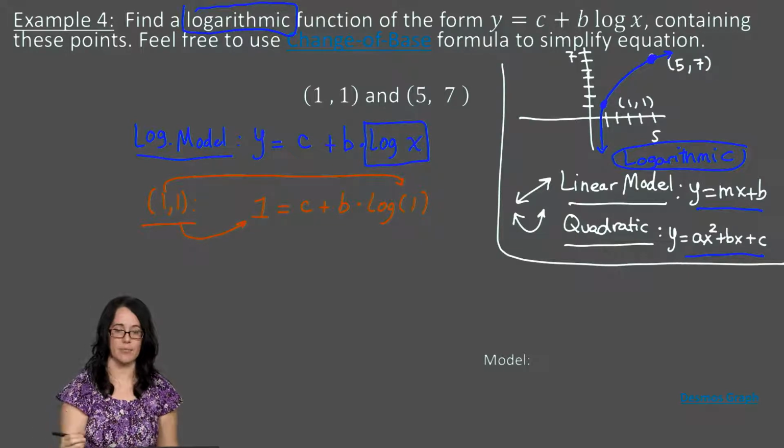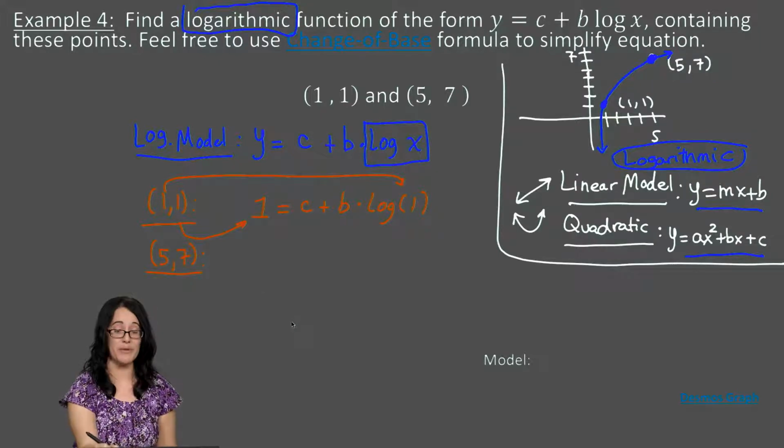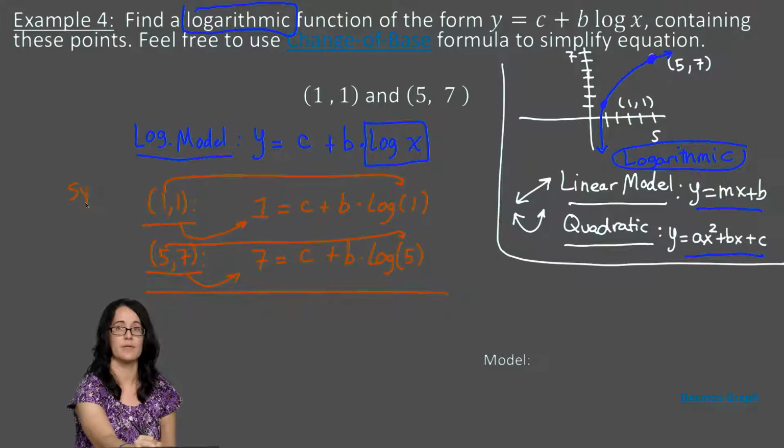But let's get our second point going. Our second point is (5, 7), meaning when the input is 5, the output is 7. So the y value should be 7 when x is 5. So I copy my c and my b times log, but this time my input is not 1, but 5. So what we have here is a system of equations.